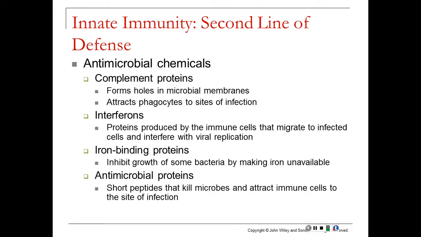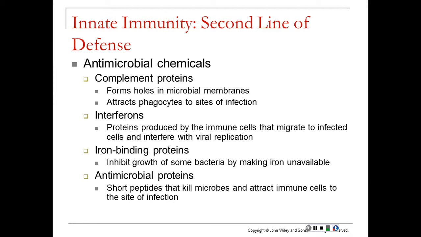Let's talk about the second line of defense. This includes antimicrobial chemicals, such as something called complement. Complement proteins form special holes in the microbial membranes. This is going to attract phagocytes to the sites of the infection. There's interferons, which are proteins produced by the immune cells. These immune cells are then going to migrate to the infected cells and interfere, hence the term interferon, with viral replication. So this is going to stop a virus from replicating within your body cells.